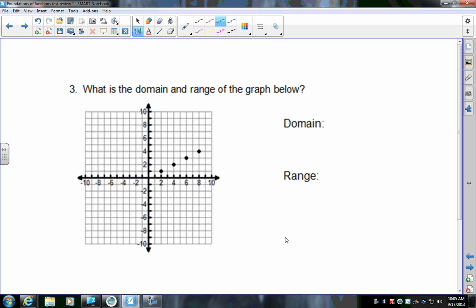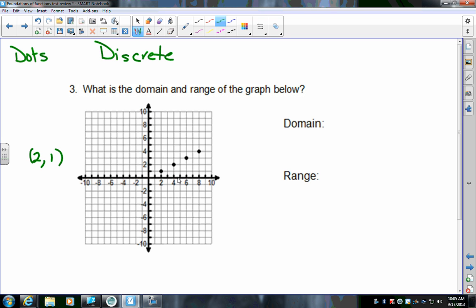Number 3, it gives you a graph with these dots. First off, on these dots, when it's a graph with just dots, is it continuous or is it discrete? If you have dots, dots start with a D, it is discrete. It is only certain points. Now, to be able to find your domain, I have to find my ordered pairs. This first one is 2, 1. 2, 1 is the first ordered pair right here.